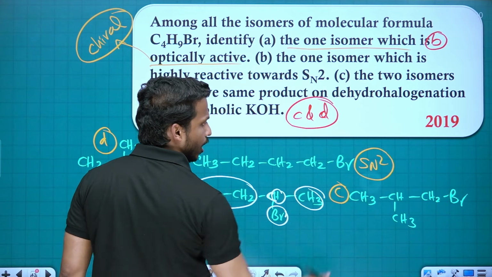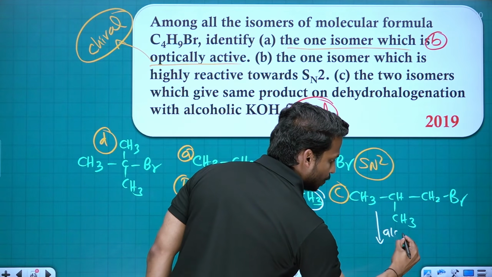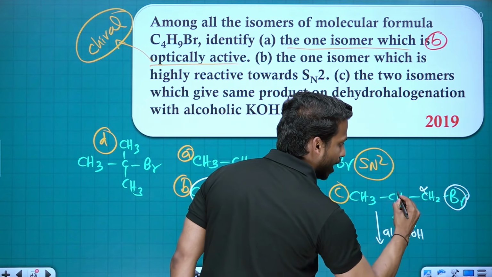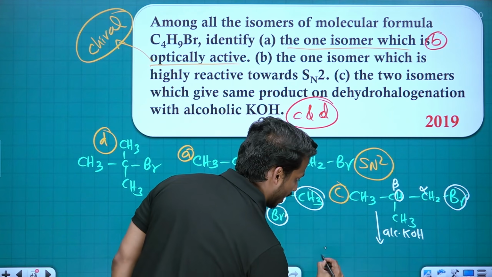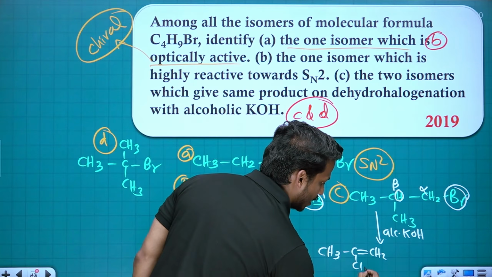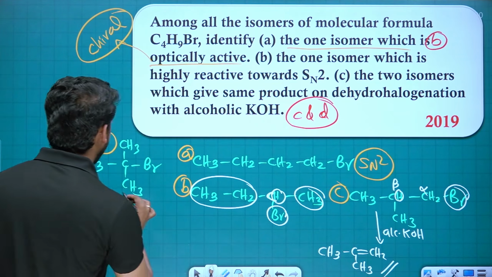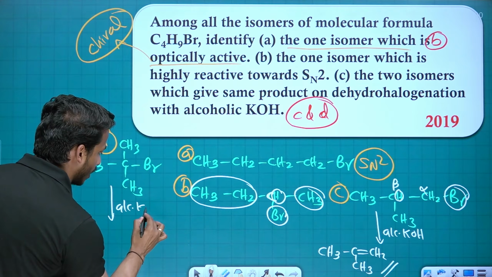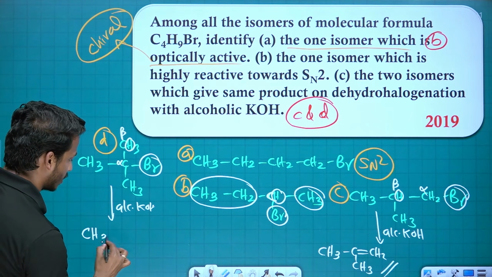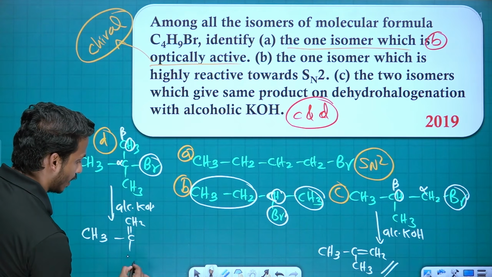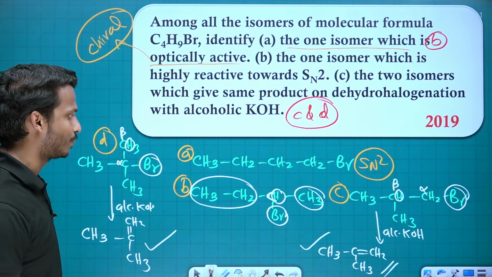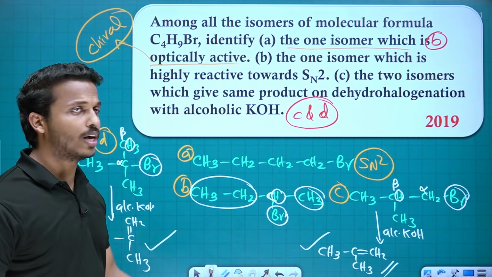I'll show you here. Let me do the beta elimination. What is beta elimination? Treated with alcoholic KOH, halogen goes from alpha, hydrogen goes from beta, making a double bond, right? So you will get CH3, C double bond CH2, and CH3 here. This is the product. Let me do beta elimination on this also. Alcoholic KOH, halogen goes from alpha, hydrogen goes from beta. You will get CH3, C double bond CH2, and CH3. Check it all. Are these two products the same or not? Yes, they are the same. So C and D will give you the same product.